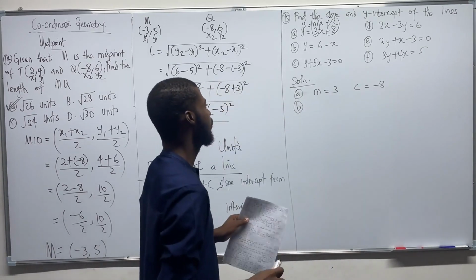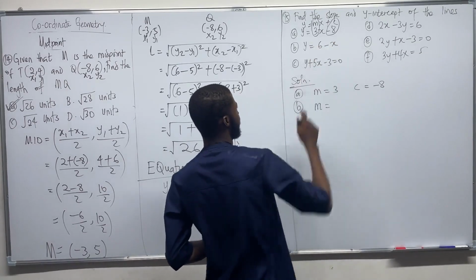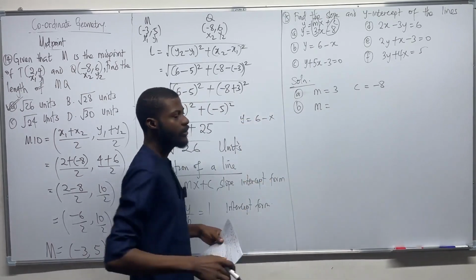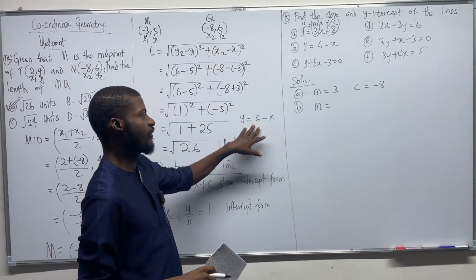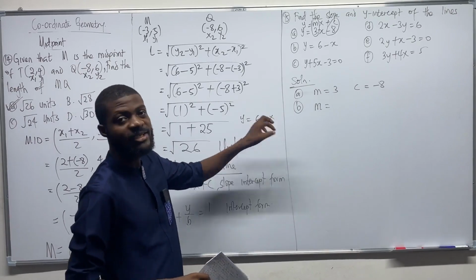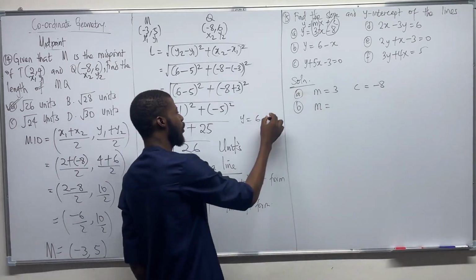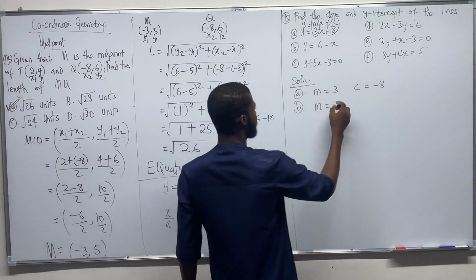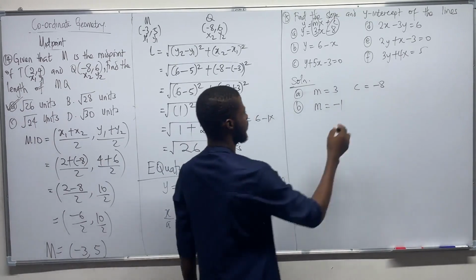B, what is our gradient in this case? Be very careful. Our gradient here, m, this is y equals 6 minus x. Remember that for your gradients to be found, it is that thing attached to x. It is the coefficient of x. So what is the coefficient of x here? It's minus 1. Even though it's invisible, it is minus 1. So our gradient is minus 1.